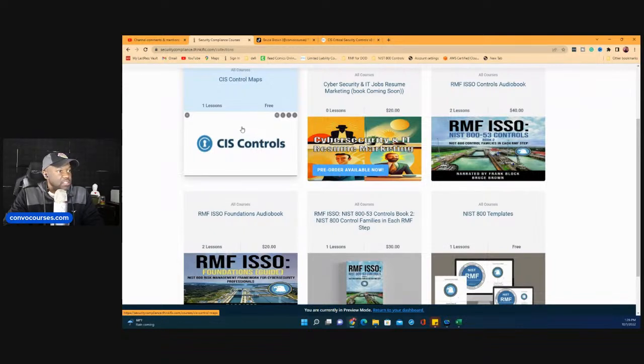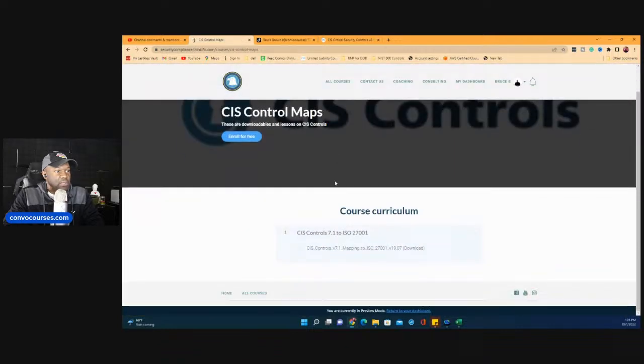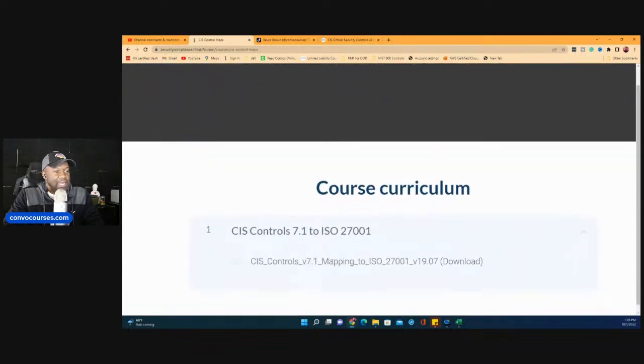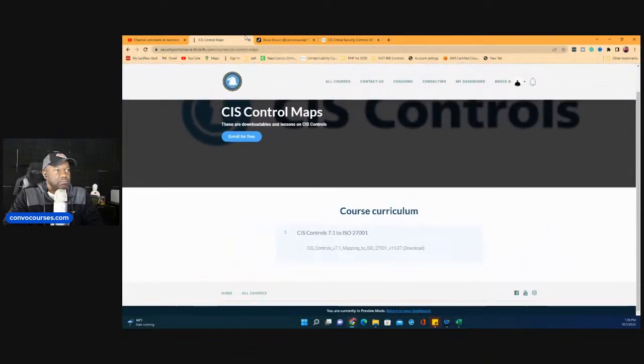So this is the CIS Control Family course, and it's totally free to sign up. I mapped CIS controls to ISO 27001. It's free to download, and I actually walk you through it and explain what's going on. So that's free. And today we're going to be breaking down how CIS controls map to NIST 800 controls.